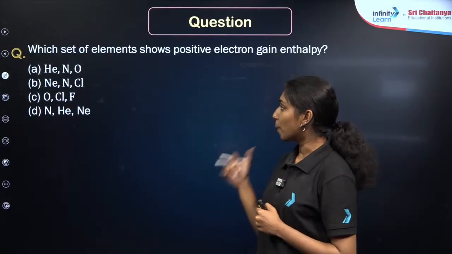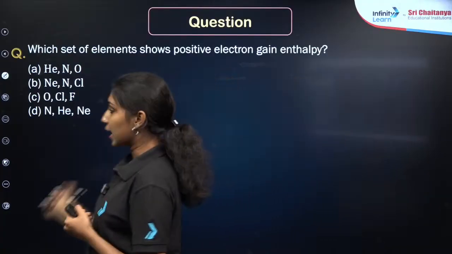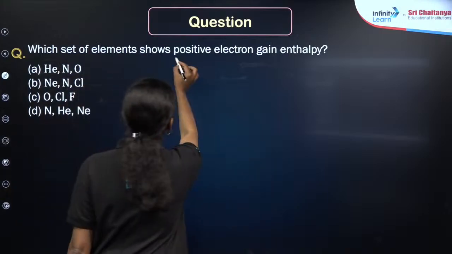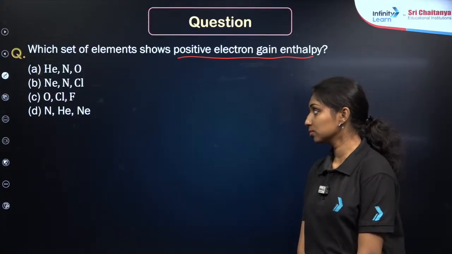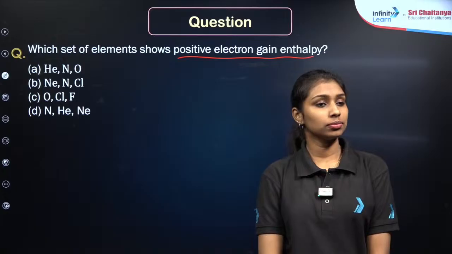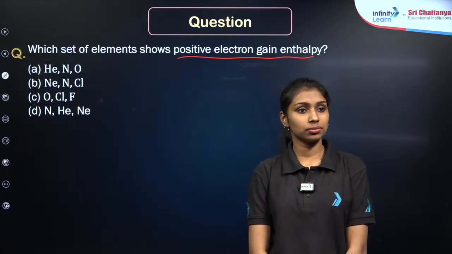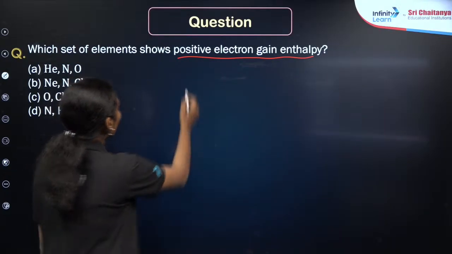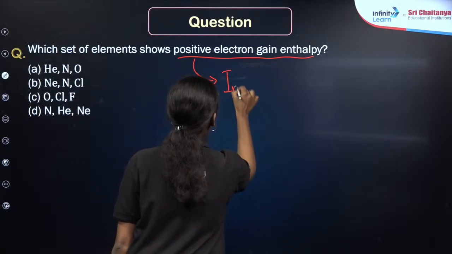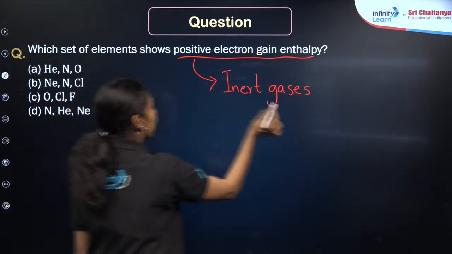Now let us practice some questions based on the topic. Which set of elements shows positive electron gain enthalpy? Three sets of elements are given here. You have to identify the set of elements which shows positive electron gain enthalpy. What will be the answer? No answers? Generally, positive electron gain enthalpy is shown by the inert gases, right? So, you have to just identify the inert gases, whether the set of three elements given are inert gases or not.